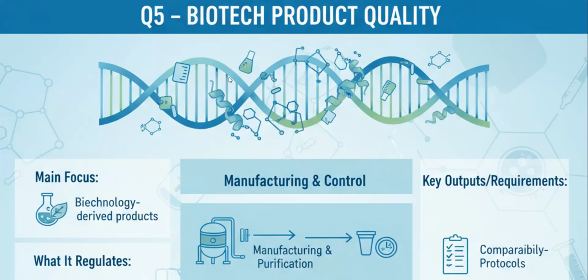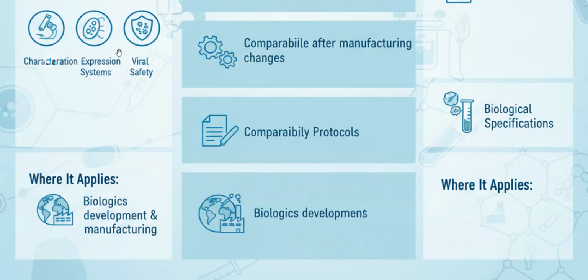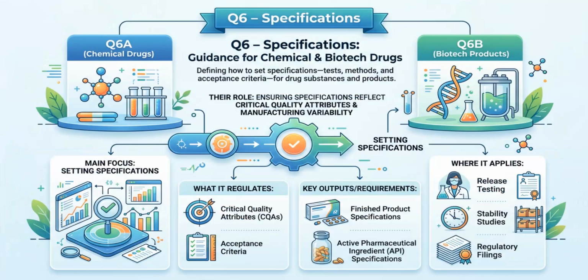Main focus: biotechnology-derived products. What it regulates: characterization, expression systems, viral safety. Key outputs/requirements: comparability protocols, biological specifications. Where it applies: biologics development and manufacturing.